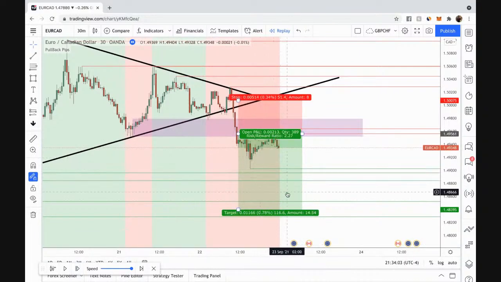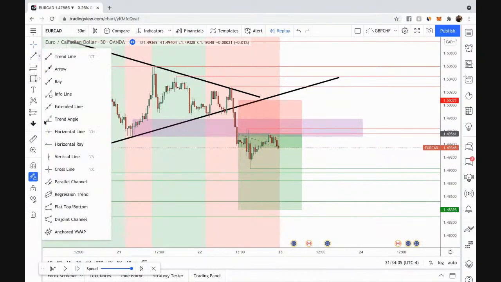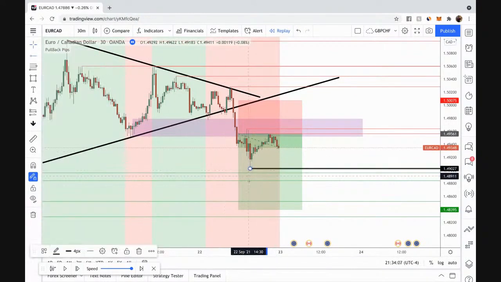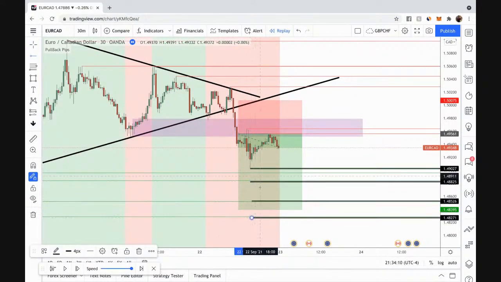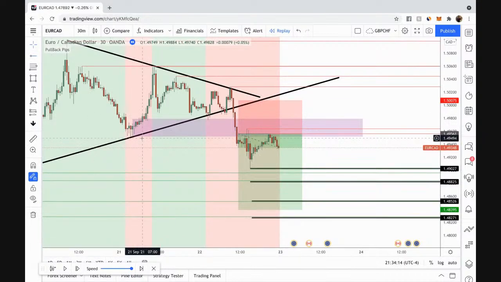but also your structure levels, I want you to notice something. Structure identifies targets. So yes, these would be qualified as my target areas if I'm looking to sell this Euro GBP.